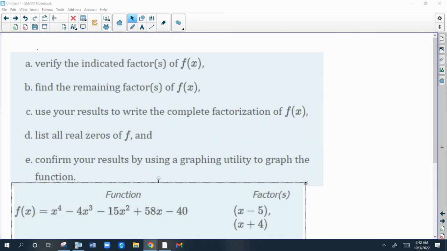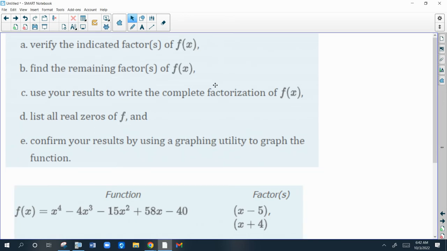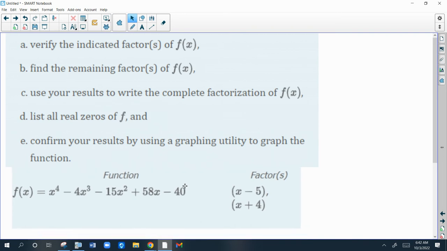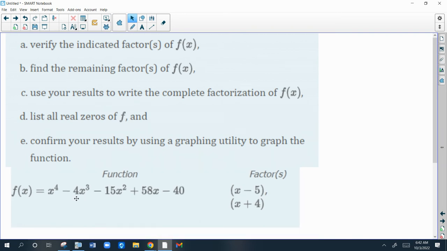So now we're going to use synthetic division to do everything to a function. You can see all the list A through E. We'll go through one at a time. We're given this function, this fourth degree polynomial, and we're given two factors.